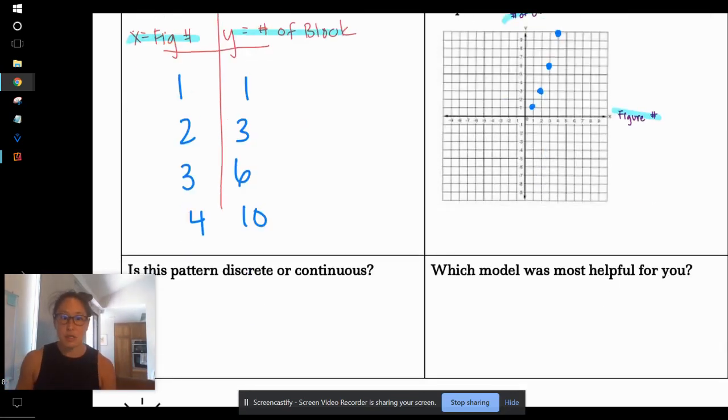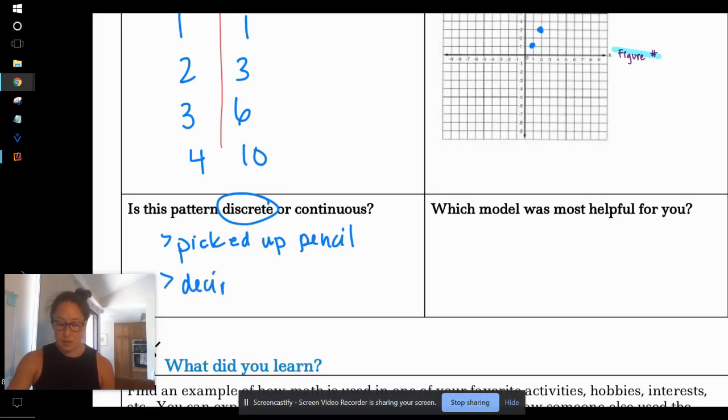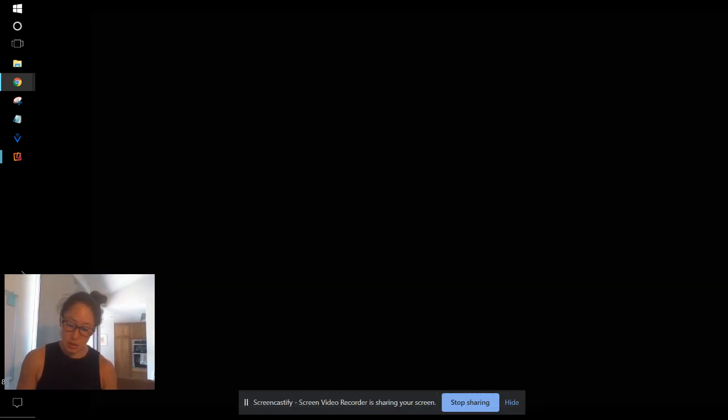Is the pattern discrete or continuous? This pattern itself is discrete because I picked up my pencil. Another way to think about it is, can you have decimal figure numbers? That's the x. Like, can I evaluate in between figure 1 and figure 2? Well, not really according to this model.